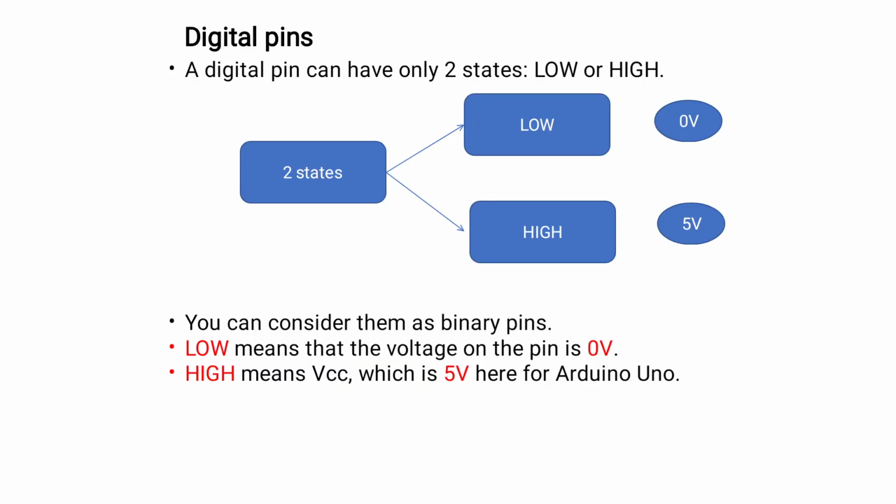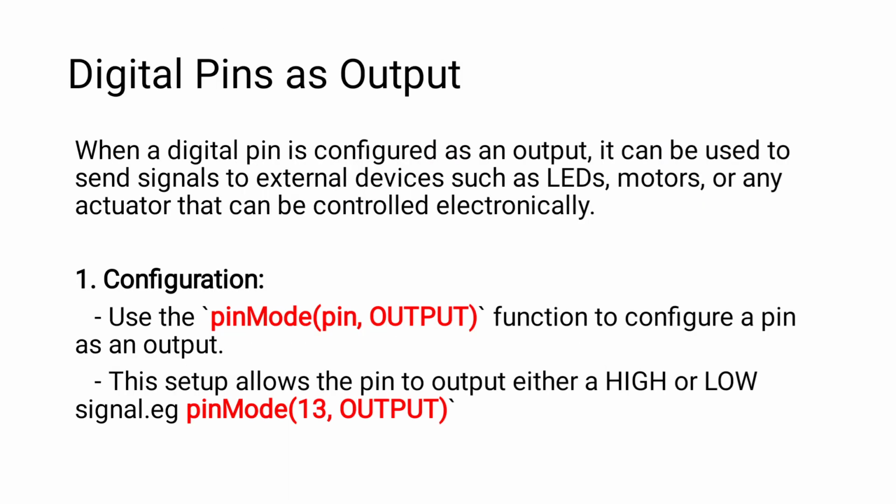Digital pins have two states, high or low, 0 or 1, 0 or plus 5 volt. You can consider it a binary pin. Low means the voltage on the pin is 0. High means VCC, which is 5 volt here for Arduino. When a digital pin is configured as output, it can be used to send signals to external devices such as an LED, motor or any actuator that is controlled electronically.